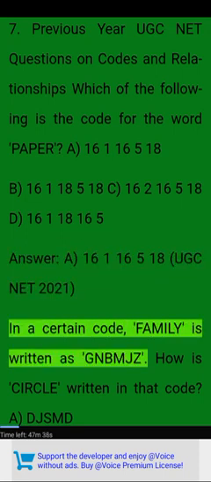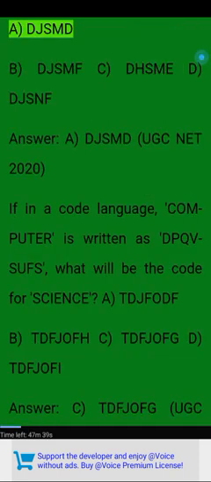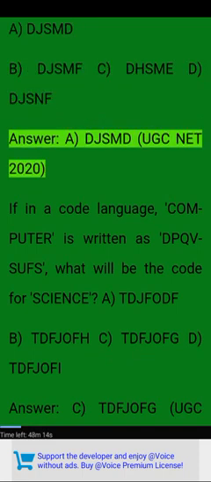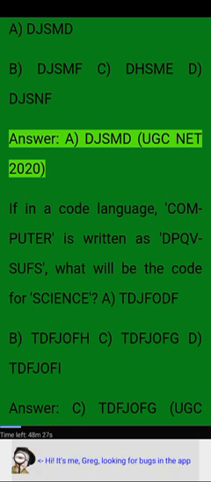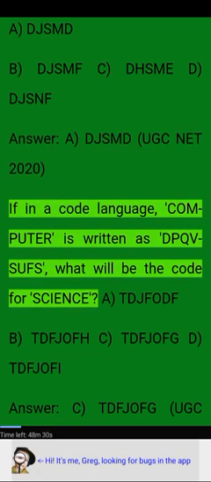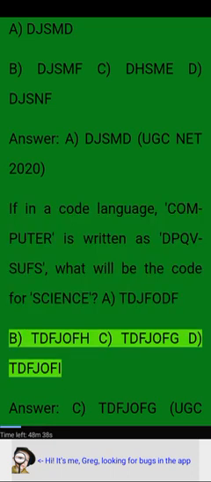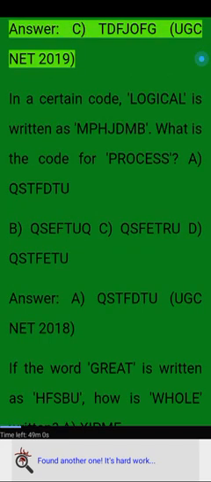In a certain code, FAMILY is written as GNBMJZ. How is CIRCLE written in that code? A. DJSMD. Answer: A, DJSMD. UGC-NET 2020. If in a code language, COMPUTER is written as DPQVSUFS, what will be the code for SCIENCE? Answer: C, TDJFODF. UGC-NET 2019.